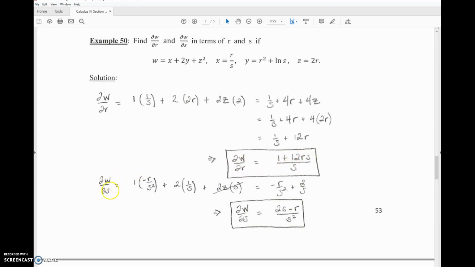Similarly, if I want the partial w with respect to s, that's partial w with respect to x, which is 1, times partial of x with respect to s, which is minus r over s squared. And then partial of w with respect to y, which is 2, times partial y with respect to s, which is 1 over s. And then partial w with respect to z, which is 2z, times partial z with respect to s, which is 0. So I just get minus r over s squared plus 2 over s. Common denominator is s squared, so I get 2s minus r, over s squared.